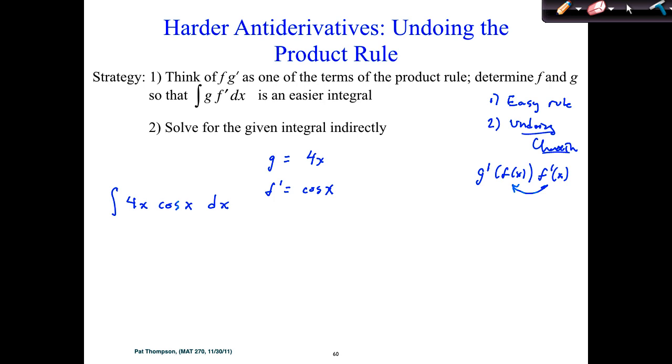So what are we going to need? We're going to need g prime. We're going to need f. So if g is 4x, then g prime is 4. And if f prime is cosine x, then f is, you got a little antiderivative in there. So that's our setup work.